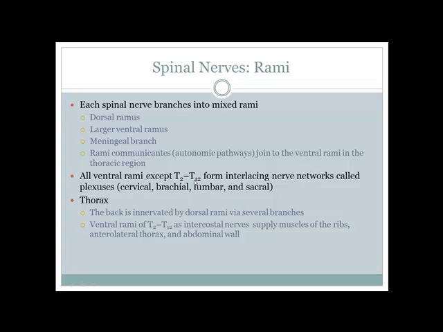All ventral rami except T2 through 12 form an interlacing nerve network called a plexus. Okay, so we're going to go through the different plexi, the cervical, brachial, lumbar, and sacral plexuses.